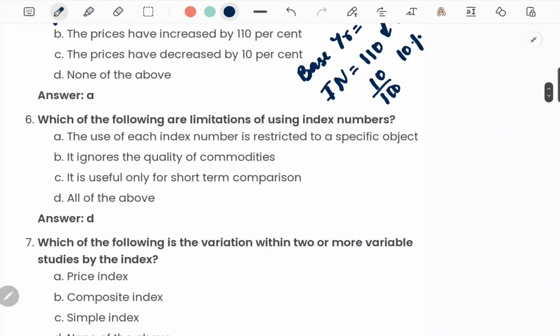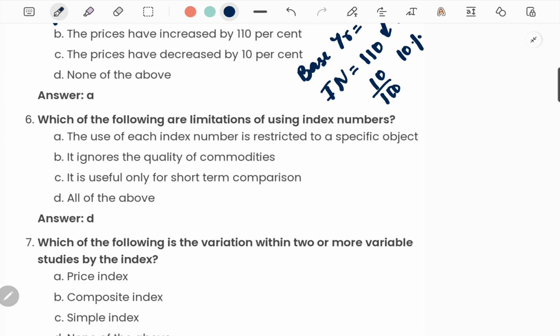Which of the following are limitations of using index numbers? The use of each index number is restricted to a specific object. It ignores the quality of commodities. It is useful only for short-term comparison. So all of these are limitations of using index numbers. We are definitely not considering the quality.